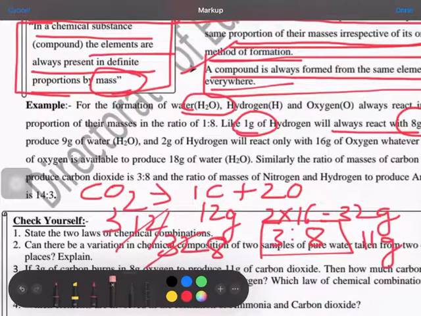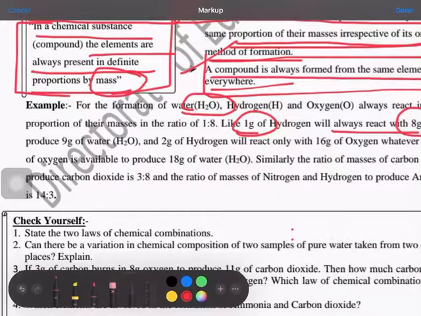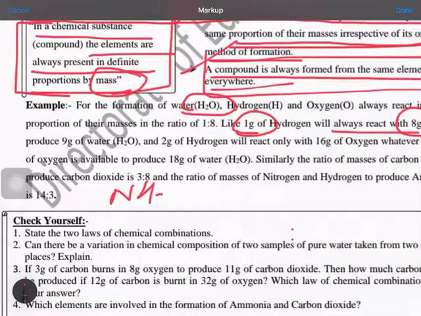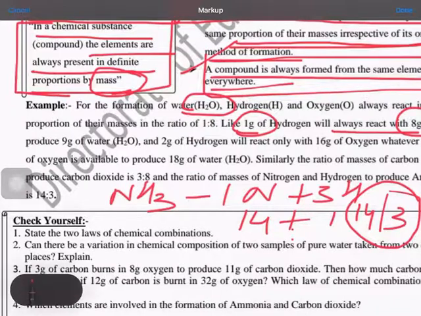One more example you can take of ammonia. In the ammonia case, it is NH3, 1 N plus 3 H, so it is 14 plus 1. So when we talk of the ratio, because 3 hydrogens are there, it comes out to be 14:3, because we cannot divide both these with a common factor, so it will be 14:3. So you have to remember this point, that the same proportion of their masses will be there.